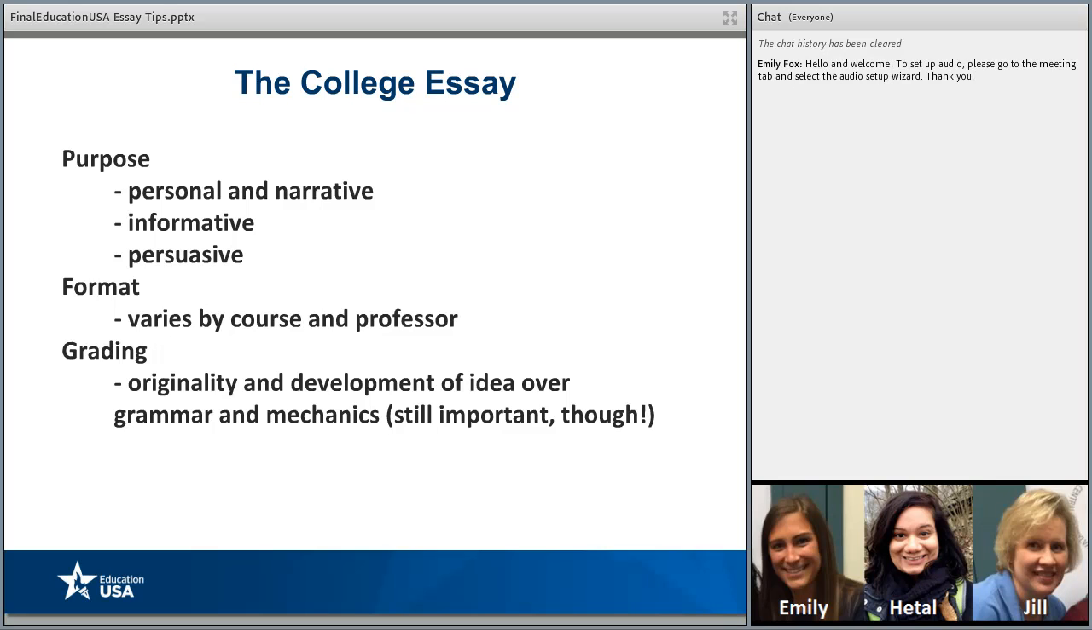The format really depends on the course and the professor. As I mentioned before, writing a personal essay about yourself in an English class or a writing class is going to be very different from writing a lab report in a chemistry class or writing a proposal in a business class. So the format really varies by the course, so by the subject, and by that I mean the purpose as well, and by the professor.